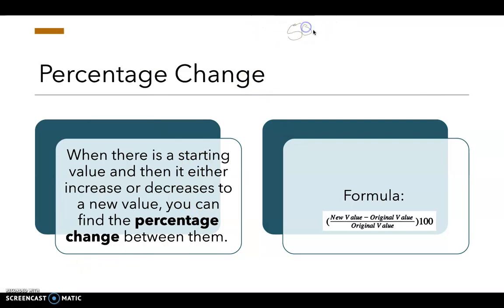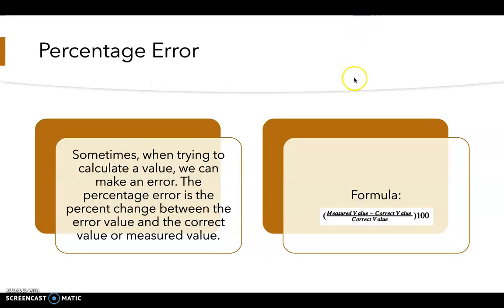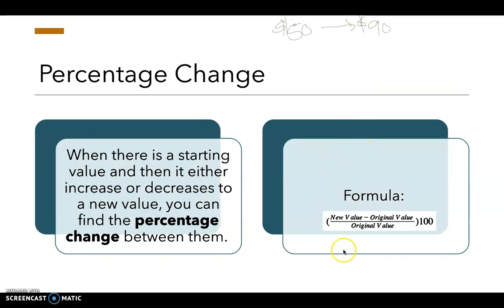So I start off with $50, and then you go to $90, and what is the percentage change? The formula is the new value minus the original value, divided by the original value, times 100. The new value is the value that you just changed to. So in this case, it's going to be the $90. That's my new value. And my original value is what I started off with. That's what I started with, $50. Okay?